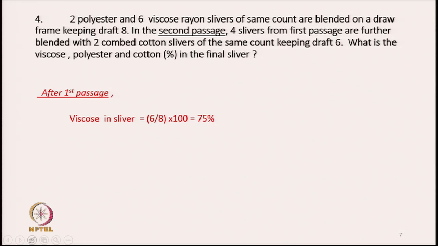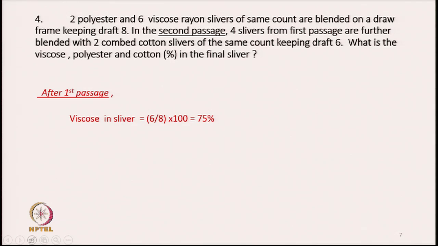Now, see another problem. Let us say there are 2 polyester and 6 viscose rayon slivers of the same count blended on a draw frame keeping draft 8. In the second passage, 4 slivers from the first passage are further blended with 2 combed cotton slivers of the same count keeping draft 6. What is the viscose, polyester and cotton percentage in the final sliver?